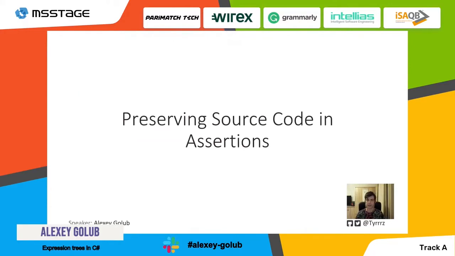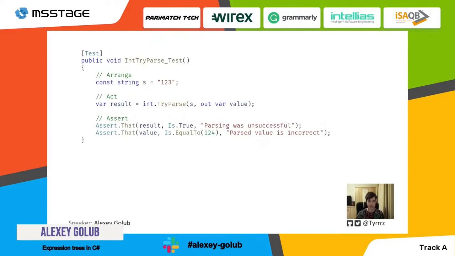Another cool thing we can do with the expression trees obtained in such a way is to preserve the source code at runtime. That can be useful, for example, in test assertions. So let's assume that we have this task that just executes int try parse with some string and returns some value, and we want to make sure that it works correctly. So we have two assertions. The first one checks that the result is true, which has to be positive, and also we check that the value is equal to what we expect.